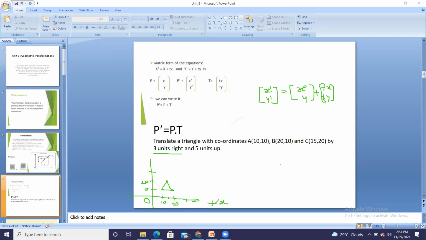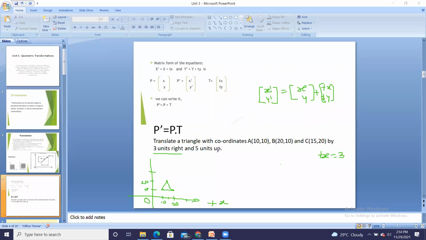Whenever I move towards right, your X increases, right? According to our number scale, whenever we are going to move towards right, your X value will increase. That means 3 units right you have to shift. So my Tx, that is translation factor along x-axis, will become 3.